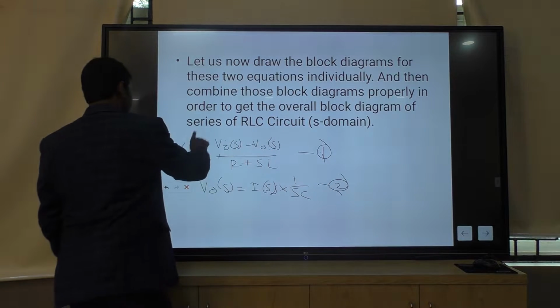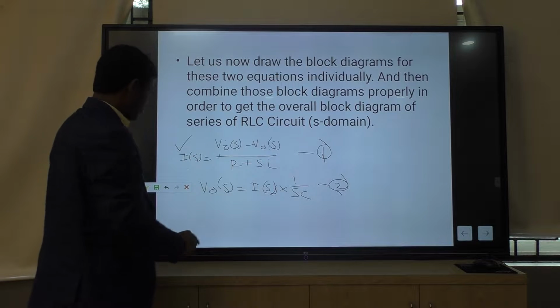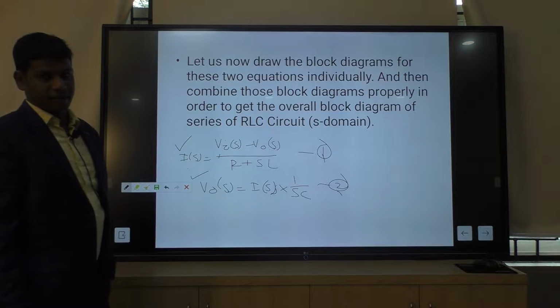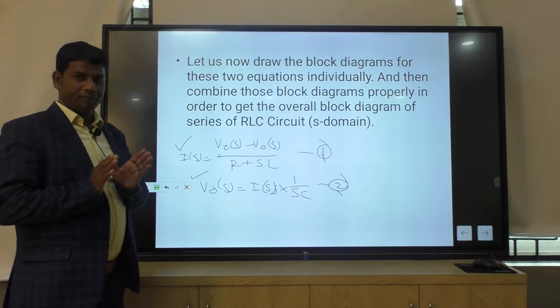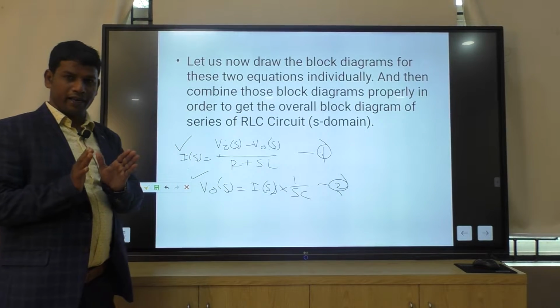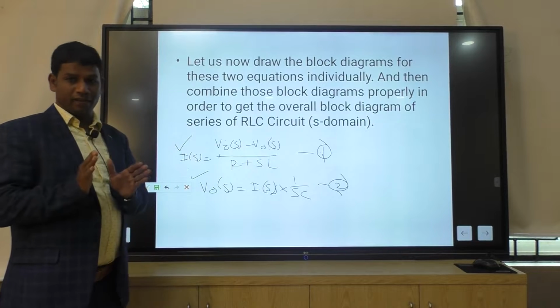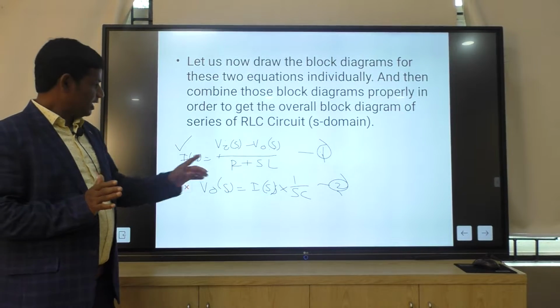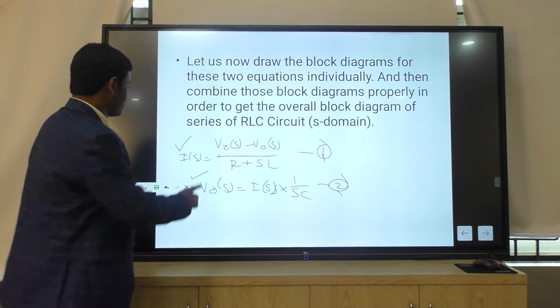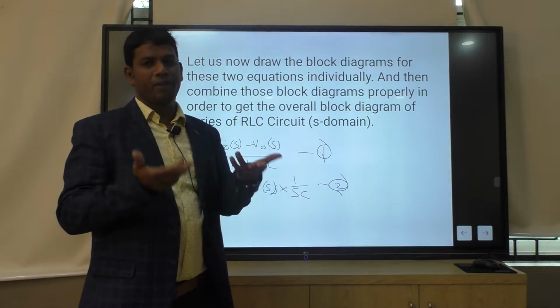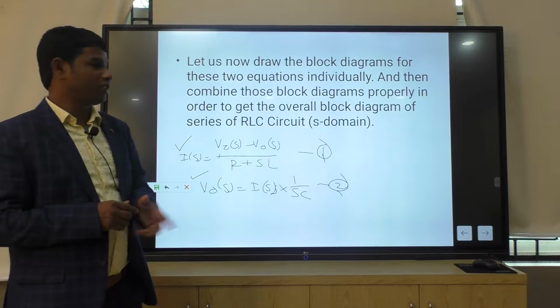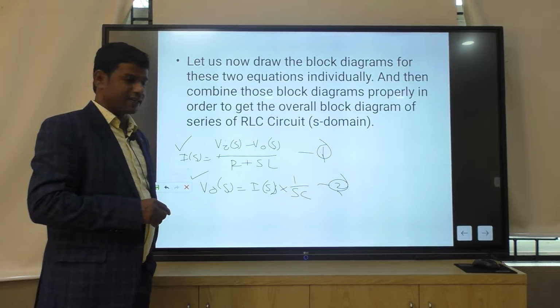So now for the first equation I draw a block diagram, and for the second equation I draw a block diagram. Each equation represents one block diagram. The first equation gives one block diagram, and the second equation gives another block diagram individually. Then if you combine the two small block diagrams, you can find the final block diagram of this RLC electrical circuit.